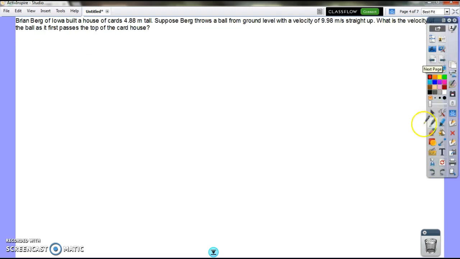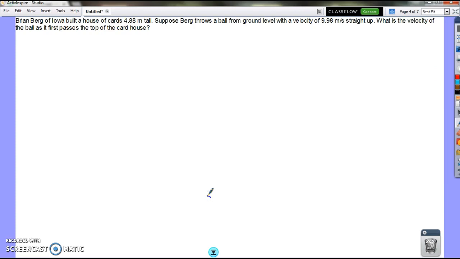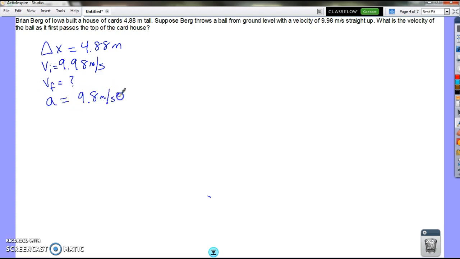Question number 4. I'm going to use a different color now. Brian Berg of Iowa built a house of cards 4.88 meters tall. Suppose he throws a ball from the ground level with a velocity of 9.98 meters per second straight up. What is the velocity of the ball as it first passes the top of the card house? So we have a delta x equals 4.88 meters. We have an initial velocity of 9.98 meters per second. We want to know what the final velocity is, and we know that acceleration is 9.8 meters per second squared.